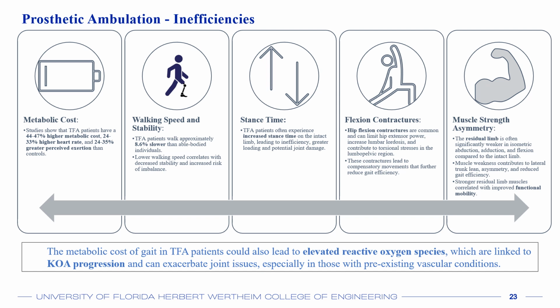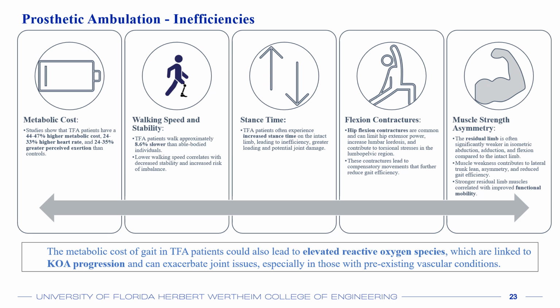Therefore, these inefficiencies can exacerbate existing asymmetries, and also the increased metabolic costs associated with prosthetic ambulation could be sufficiently high to elevate reactive oxygen species in patients, therefore increasing the level of inflammatory mediators associated with knee osteoarthritis.